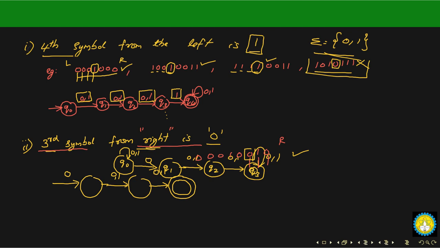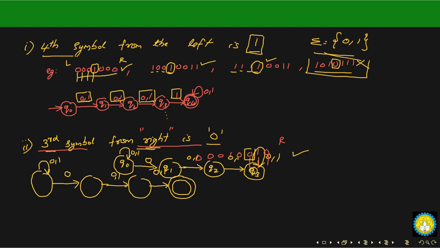So the third symbol has to be a 0. That's a restriction. So we have actually added the restriction. And now the starting can be anything. Initially, from the starting state, you can get any kind of symbols, 0 or 1. That doesn't actually matter. The only thing is that once you start seeing the third symbol from the right as a 0, then that string should be accepted.